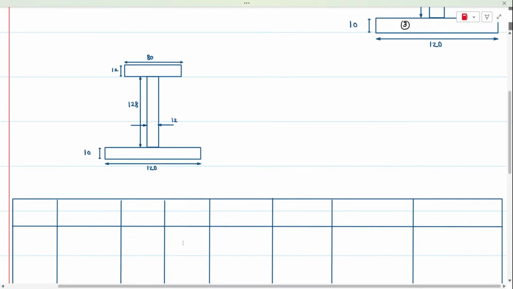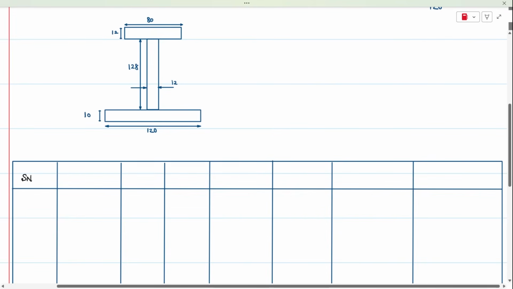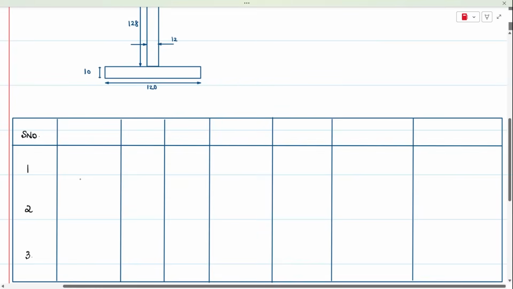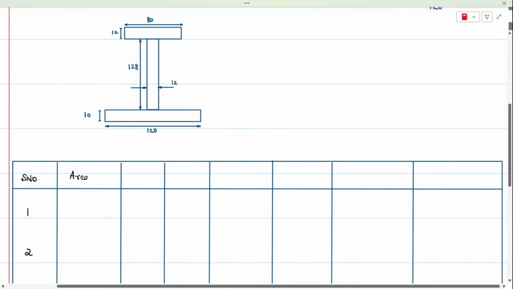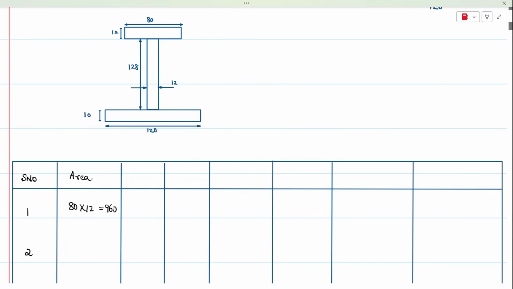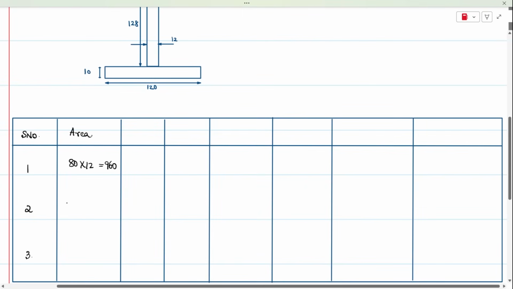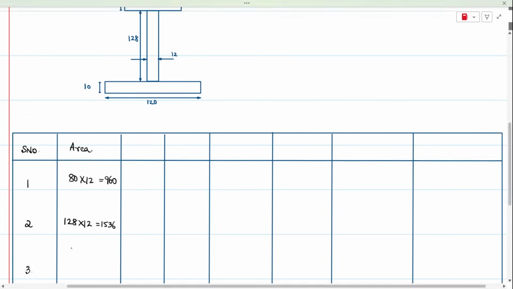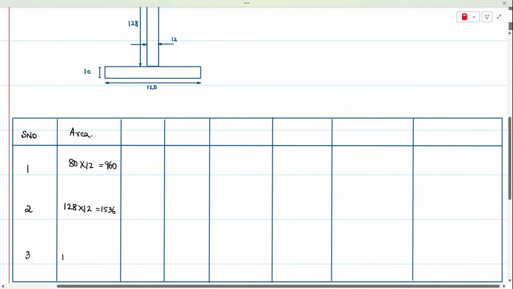Now let's compute the areas. Serial numbers 1, 2 and 3, and areas. Area number 1 is 80 into 12, which is 960 mm square. Next area would be 128 into 12, and that is equal to 1536 mm square. And the next area is 120 into 10, that is 1200 mm square.